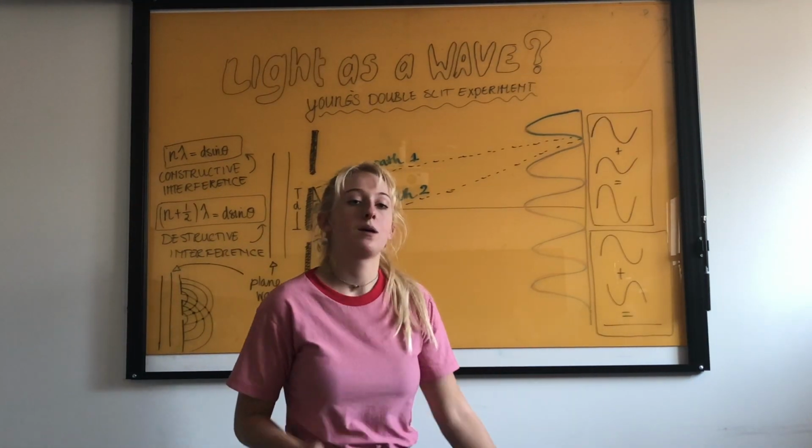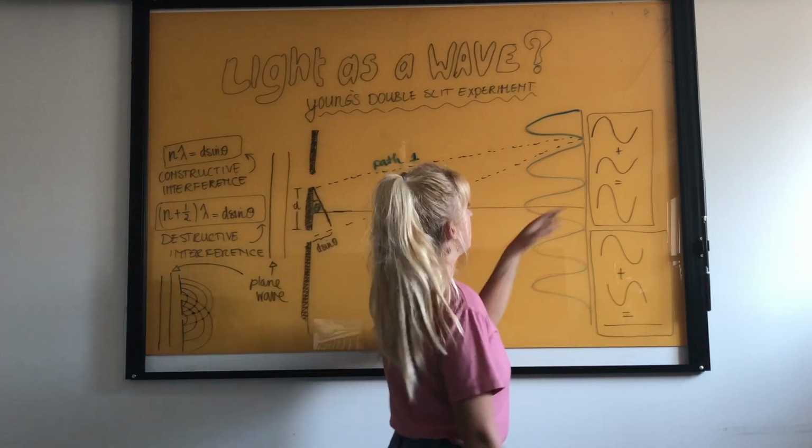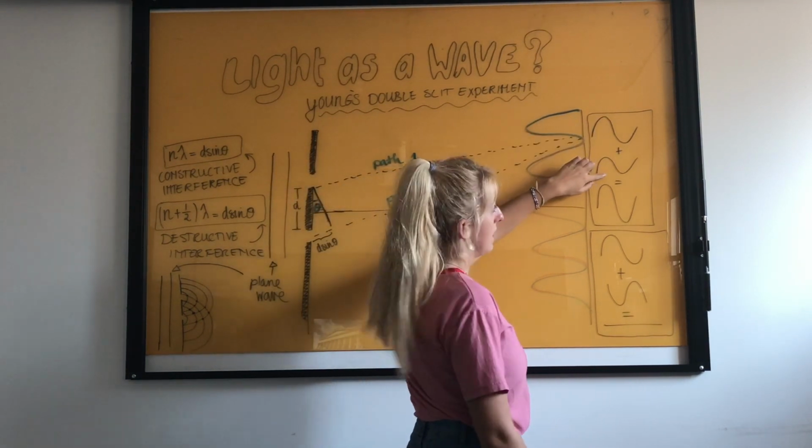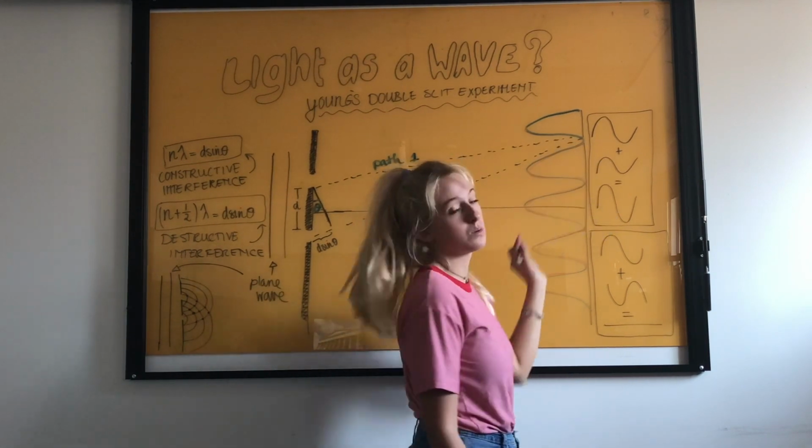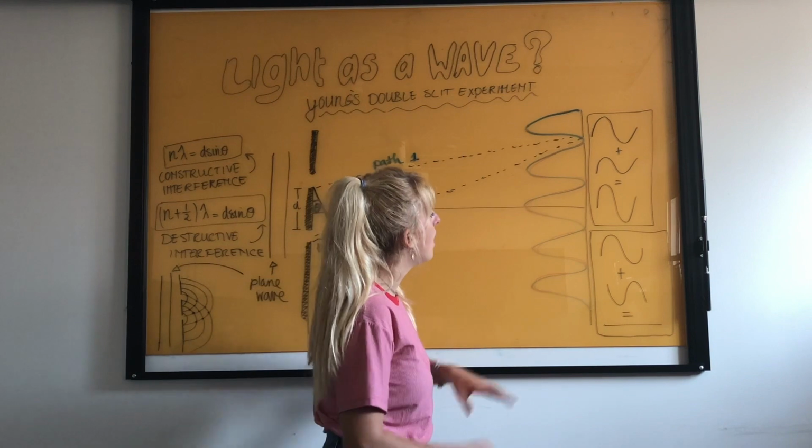So constructive interference can be explained by looking at two waves. So we've got one wave here and one wave here. They're in phase, so when you add them up, the amplitude will increase. So that's why we see bright fringes on the screen here.